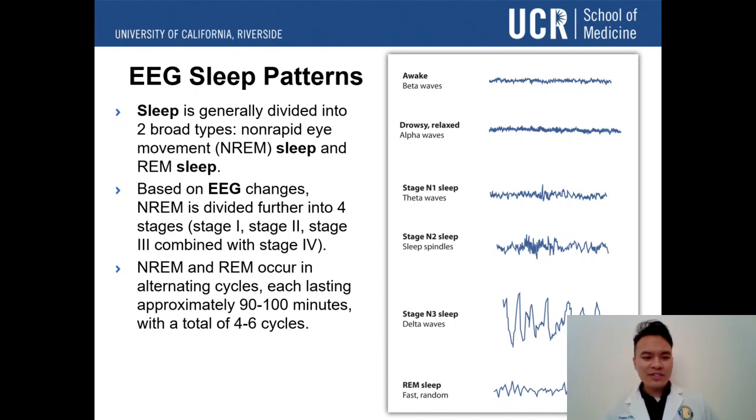But really what you need to understand is that the majority of sleep is actually NREM, and it's divided into 4 stages: stage 1, stage 2, stage 3, there is a stage 4, and then after that you go into REM sleep. They actually cycle back and forth, each lasting about 90 to 100 minutes, total of 4 or 5 cycles.